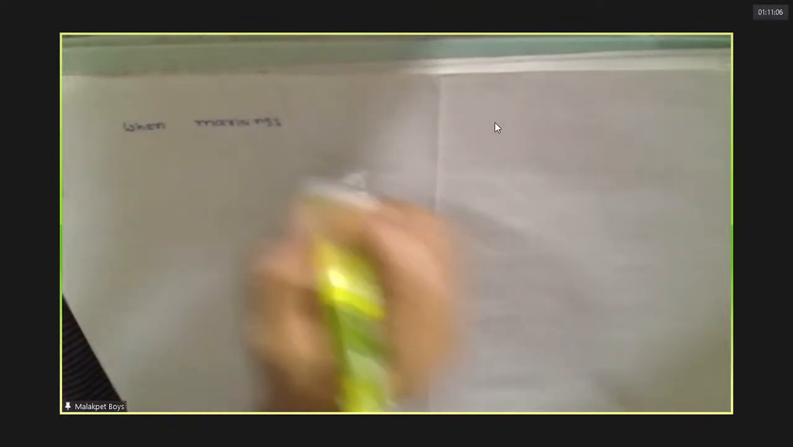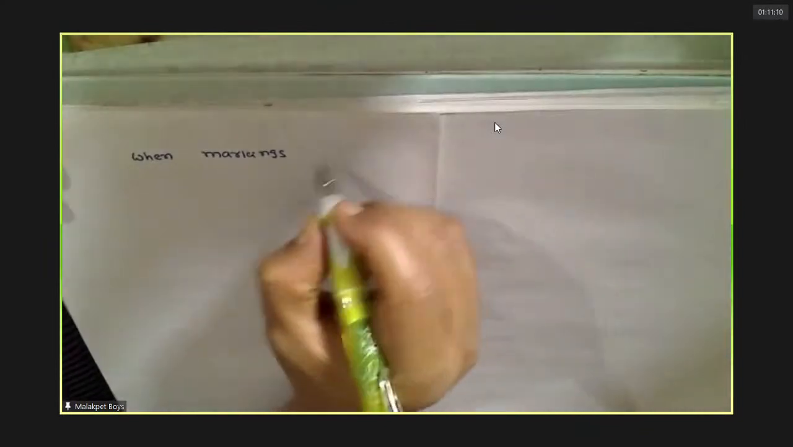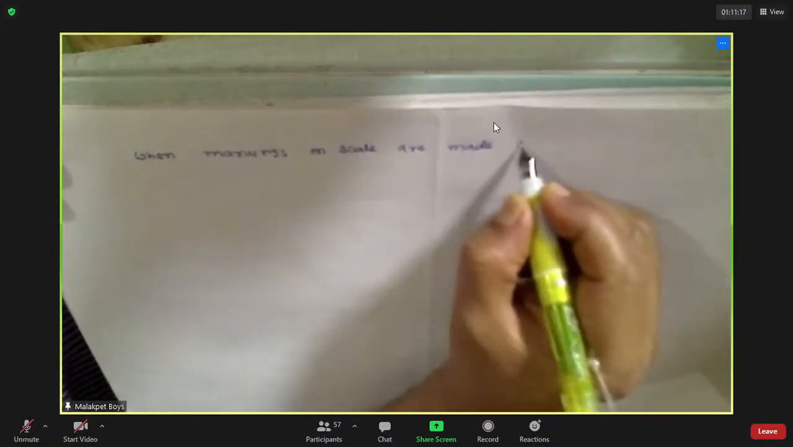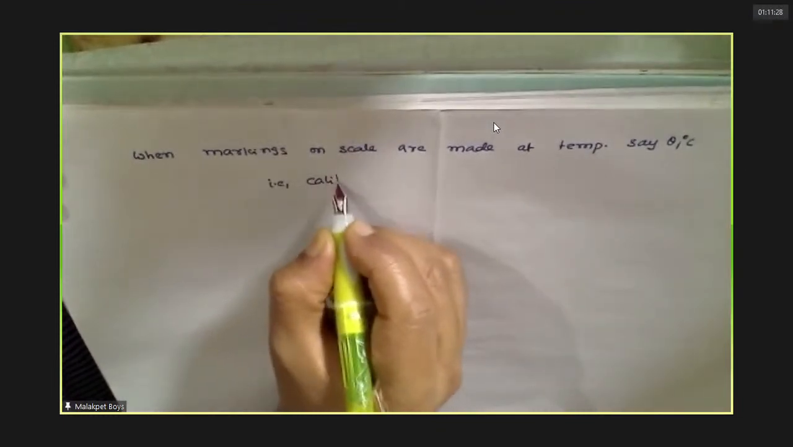Some boy said 1 minute. So when markings on the scale are made at temperature say T1 degrees, that is what we call calibration.